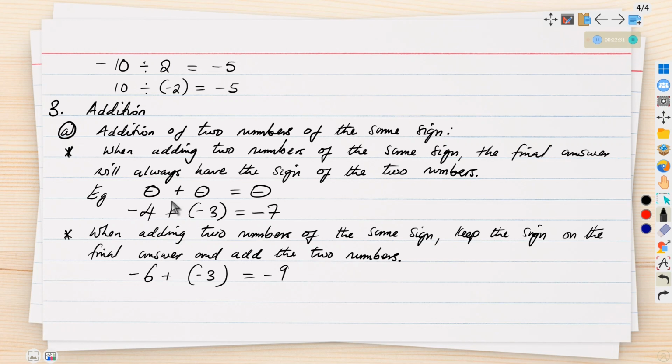Similarly, if you have a positive number plus a positive number, you add them, then the final answer will always be positive. For example, if I have positive 8 plus positive 3, this is straightforward. We know the final answer will be positive. You add 8 plus 3, which will be 11. So I hope you are getting some concept here.